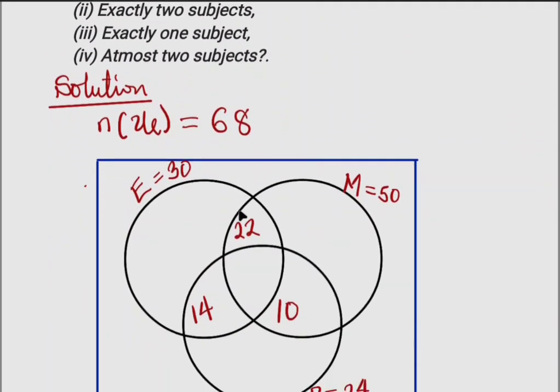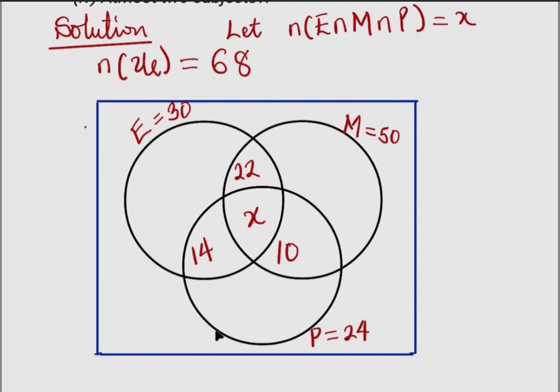Then we have not been given the number of students that take English and math and physics, that is E intersection M intersection P. In our previous video we established that this is where that element can be found. So let that one be X. We can assume that the number of students that take the three subjects be X.